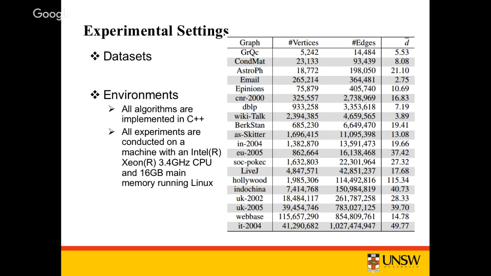So here are some experimental results. We conducted a lot of experiments on many graphs. So the largest graph contains 1 billion edges. So we use only a normal PC with 16 gigabytes of memory.